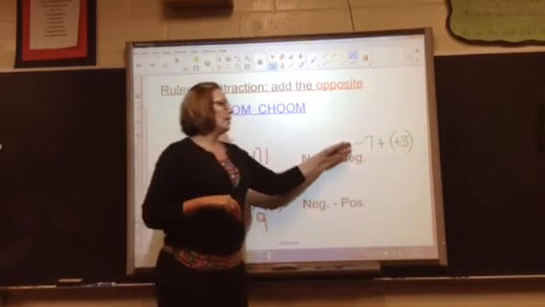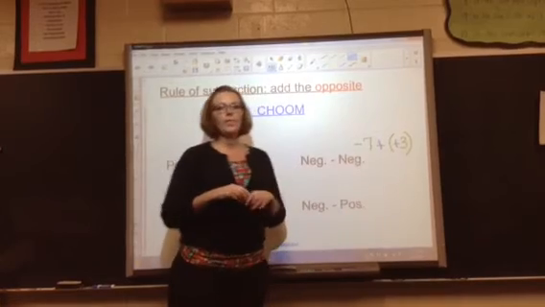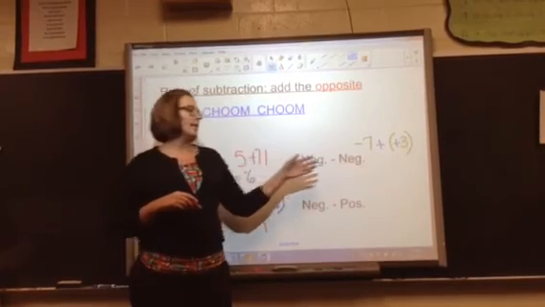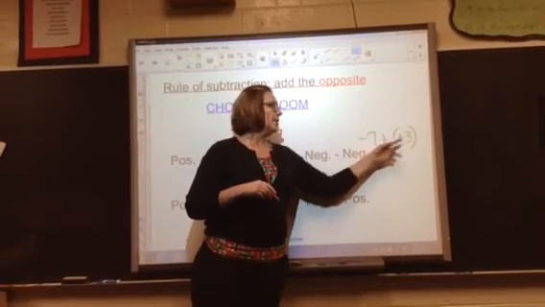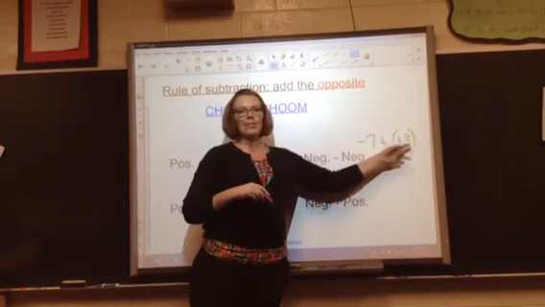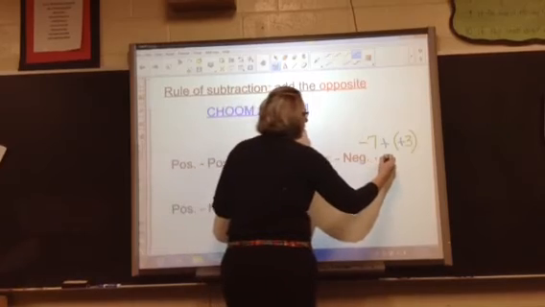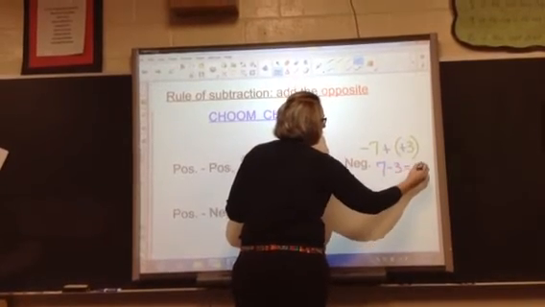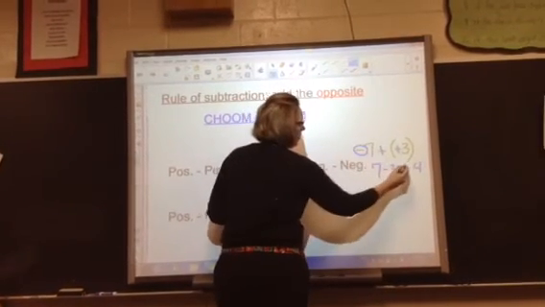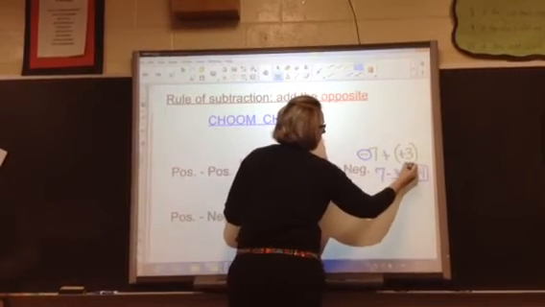So now I have a negative 7 and a positive 3. Same signs add and keep, different signs subtract. So this is the same thing as 7 minus 3. 7 minus 3 equals 4, but I'm going to keep the sign of the bigger number, negative 4.